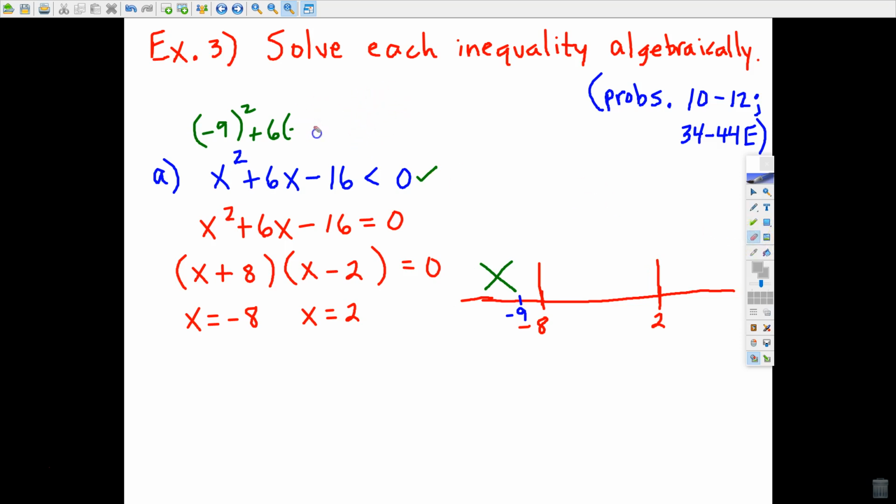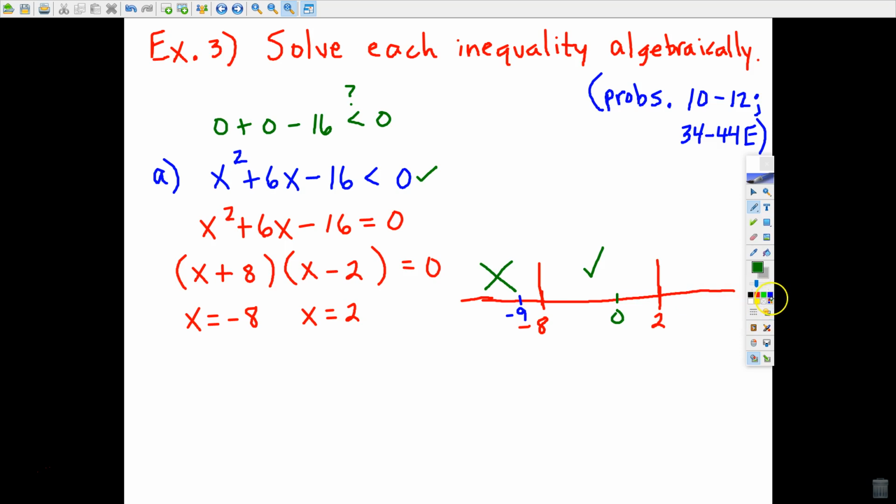So now we're going to pick a number in between. Doesn't matter what number you pick. Choose the easiest one to work with, which is usually 0. Okay, so let's choose 0 to test. 0 squared plus 6 times 0 minus 16, is that less than 0? Well, negative 16 is definitely less than 0, so what we've proven here is the numbers in between negative 8 and 2. Now we're not going to include negative 8 or 2 because it says just less than, but the numbers in between are part of the solution.